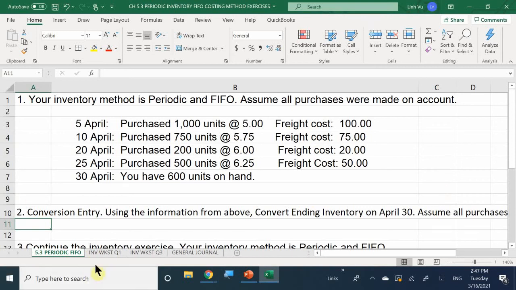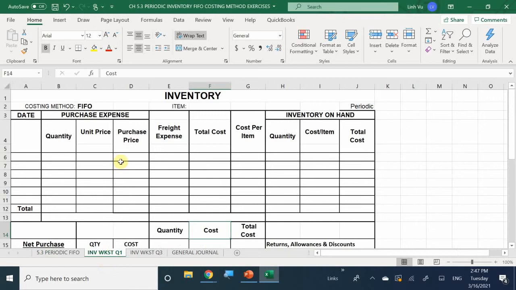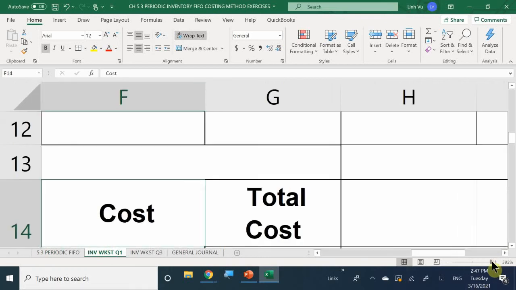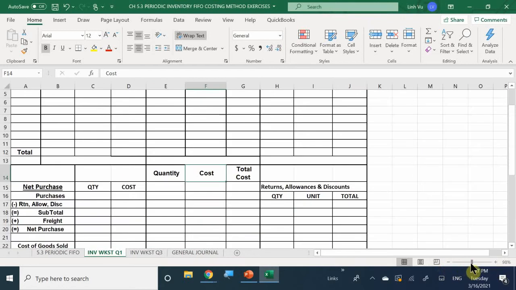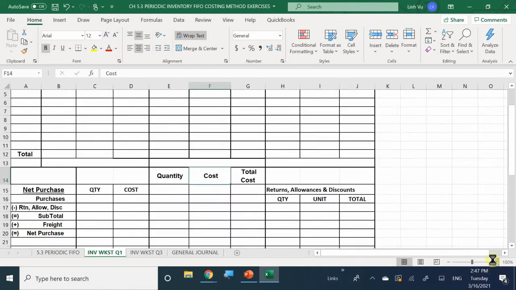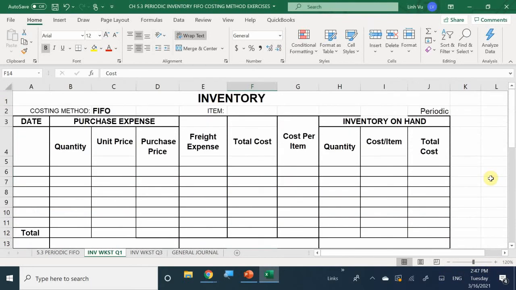So once again, when we talked about the inventory worksheet, this is what I was talking about, right? Here at this little top section, we have two sections. The middle portion, or the majority of the portion, is going to be your purchases. It even says right at the very top, it's your purchase expense. Then when you go down to the right side, you notice that it says inventory on hand. So this is where your beginning inventory lies, okay?